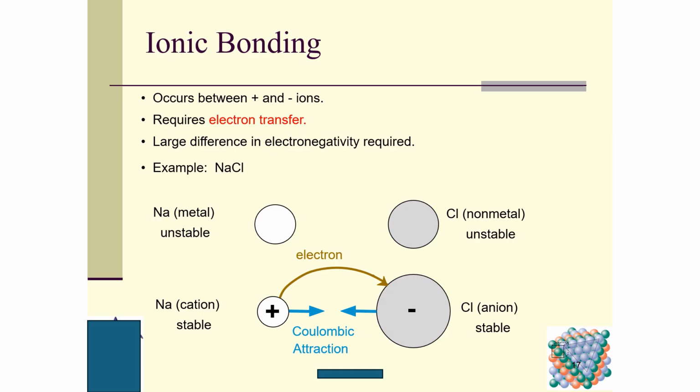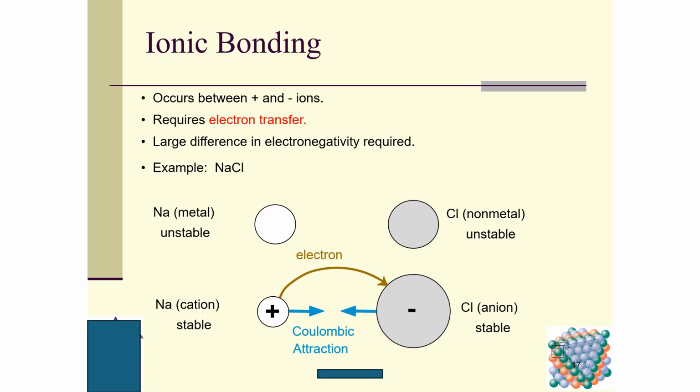We continue with ionic bonding. Ionic bonding occurs between positive and negative ions, and requires electron transfer from metal to non-metal. It requires a large difference in electronegativity. The larger the difference in electronegativity, the easier it is to have a chemical reaction and form an ionic bond.